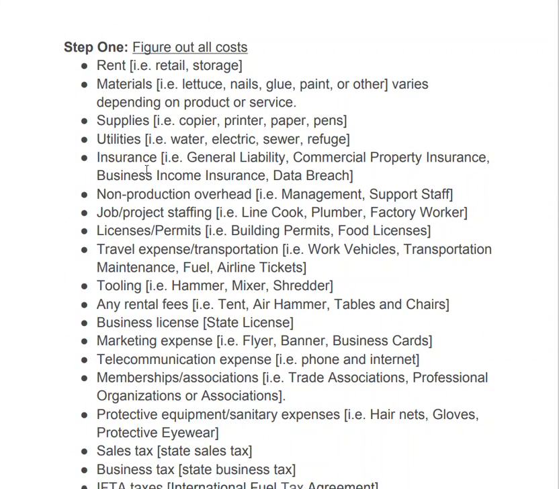Step one. One of the first things we want to do is figure out all our costs, right? Now, rent. What does your rent cost you? Before we get into the weeds about whether these are ongoing costs or overhead costs, these are just some considerations, because think about this.